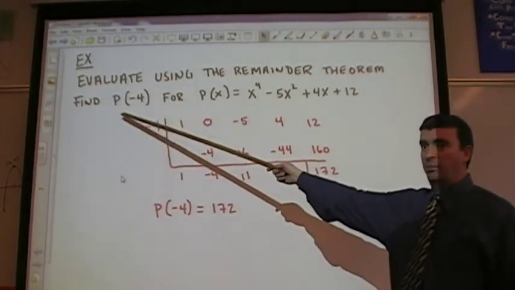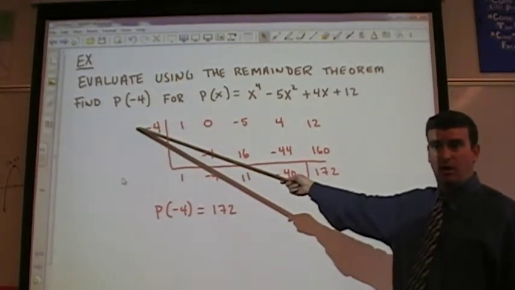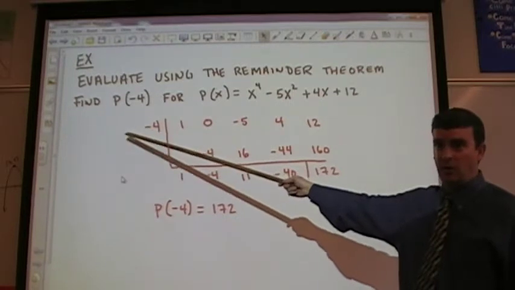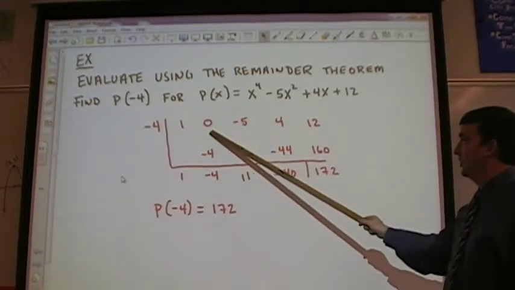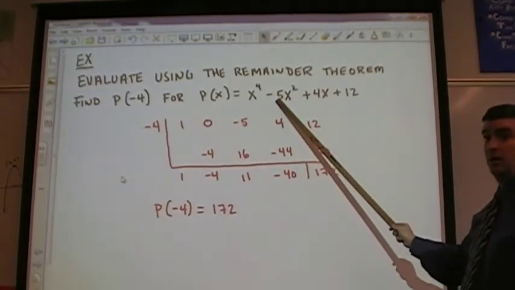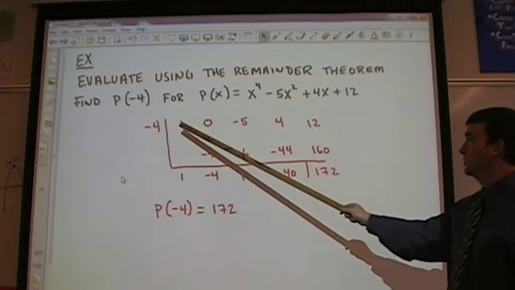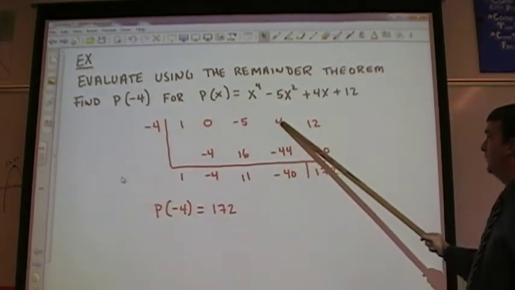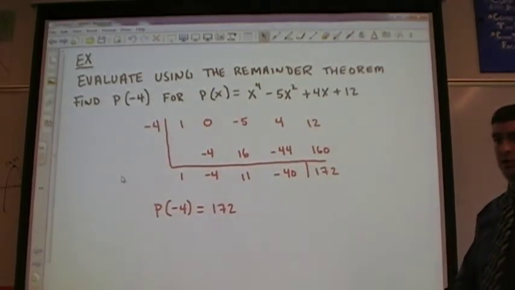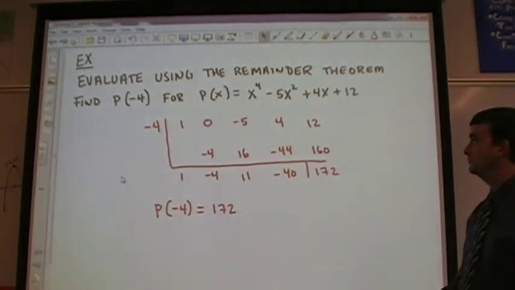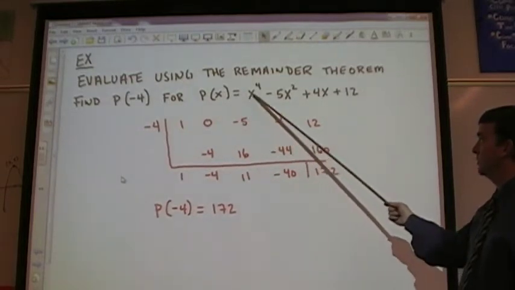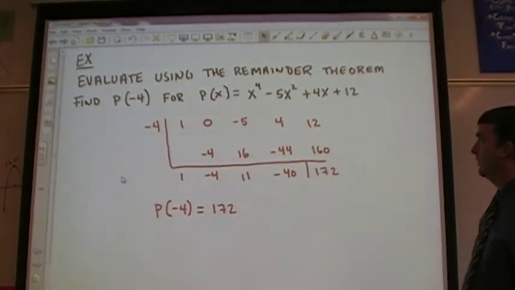Now, since we're looking for p of negative 4, negative 4 goes outside the box. Not positive 4, like you were dealing with factors. Okay? Inside the box, notice I put a 0 because there's not an x cubed. So it's 1, 0, negative 5, 4, and 12. Does everybody understand this top row of numbers? You could just put negative 4 in for x for all the x's and not put it in the box. Correct. Just make sure you plug it in correctly. Since it's negative 4, make sure you use parentheses around the negative 4.